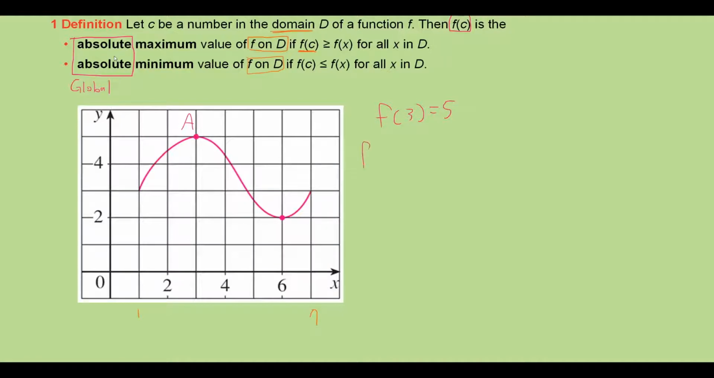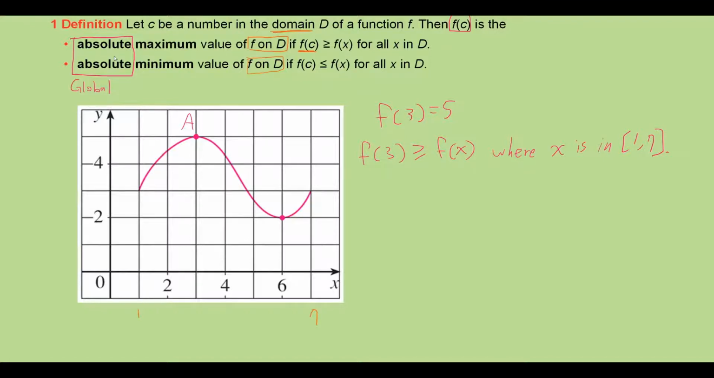So I can write that f of 3 is greater than or equal to any other f of x where x is in 1 and 7, okay? And that is what defines global or absolute maximum. If you can find a value that has the largest function value inside the domain, then we can call that the absolute maximum.